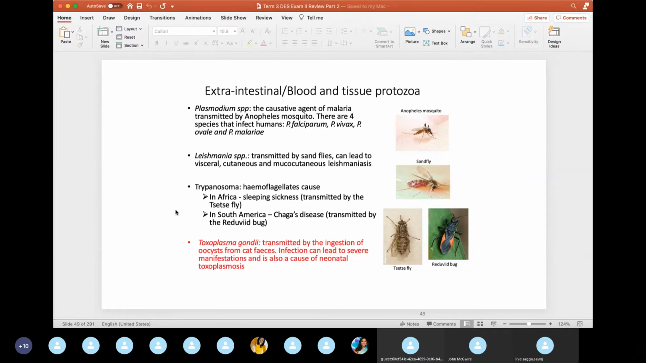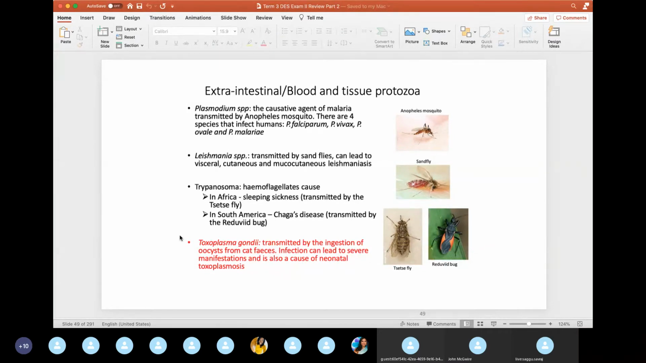Trypanosoma. In Africa, you have the African sleeping sickness. It is transmitted by what? Tsetse fly. In South America, you have Chagas disease. It is transmitted by what? The reduviid bug. Toxoplasma gondii, transmitted by oocysts from cat feces.